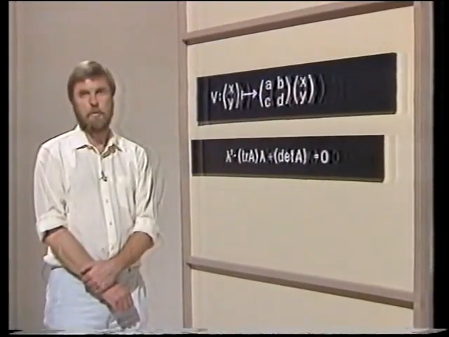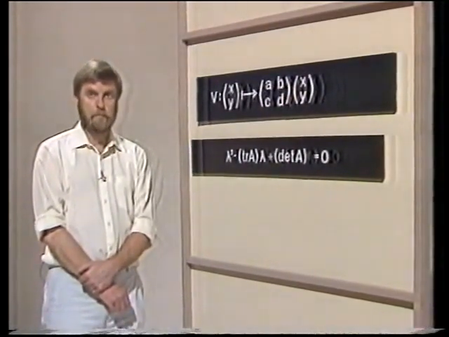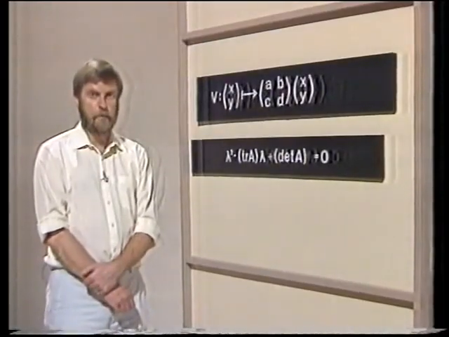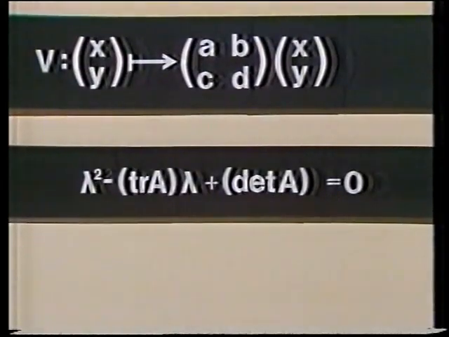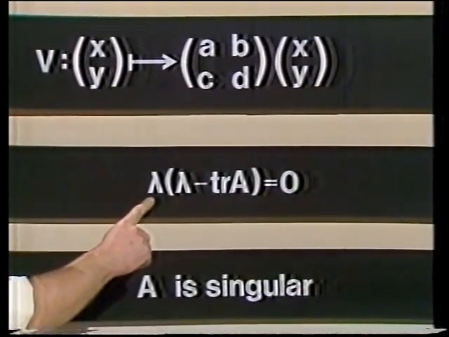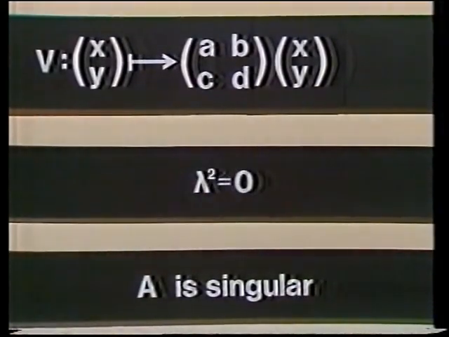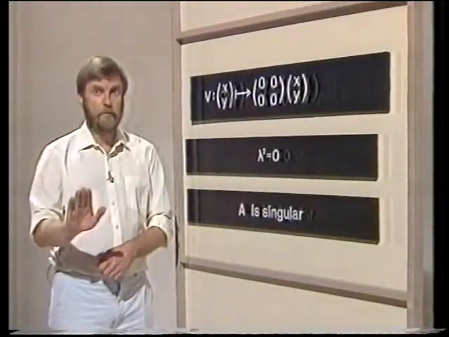Well, what possibilities can arise? The first basic question to ask of any matrix is: is it singular? In other words, is its determinant 0? If it is, then the eigenvalue equation has this simple form, and we can see that lambda equals 0 has to be one solution. In fact, if trace A is also 0, then we have a repeated eigenvalue 0. One obvious way this can happen is to start with a zero matrix. At each point (x, y), this assigns the velocity 0.